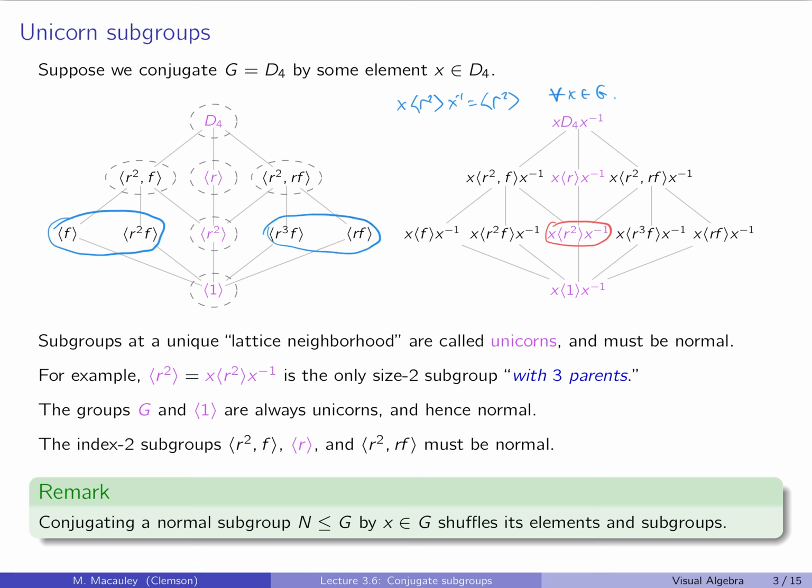So we just determined all of the conjugacy classes of this group by inspection from the subgroup lattice without doing any calculation. We didn't have to check that RF R inverse equals R squared F or anything like that. I used without proof, just appealing to your intuition, that conjugating a normal subgroup by some unknown element will shuffle its elements and subgroups within it. But we should probably prove this.